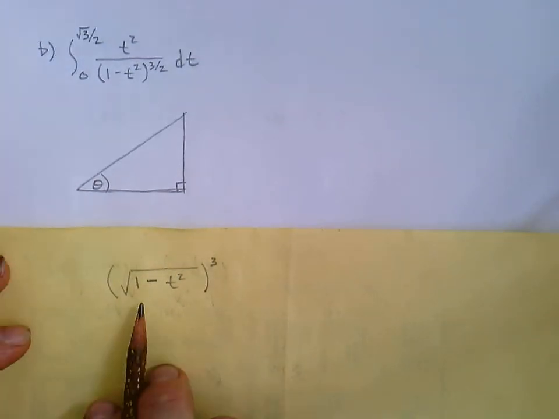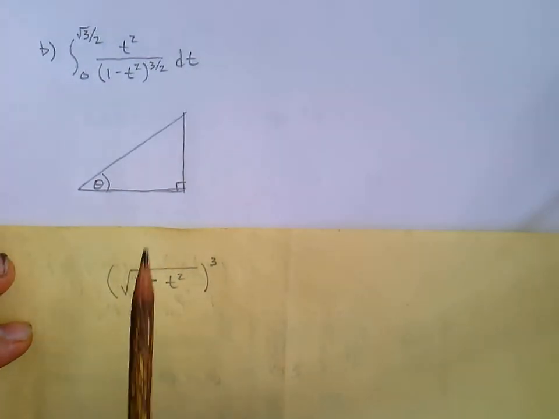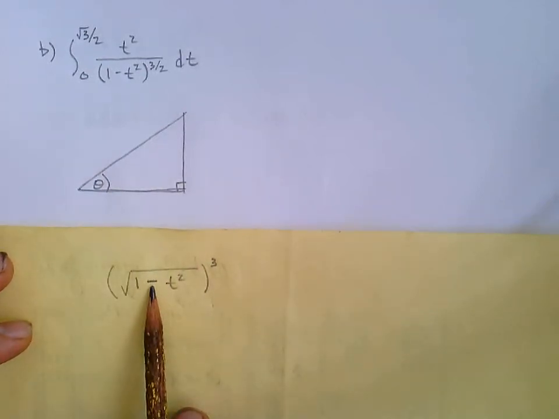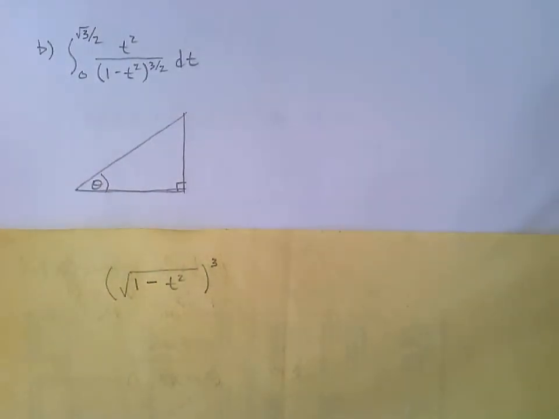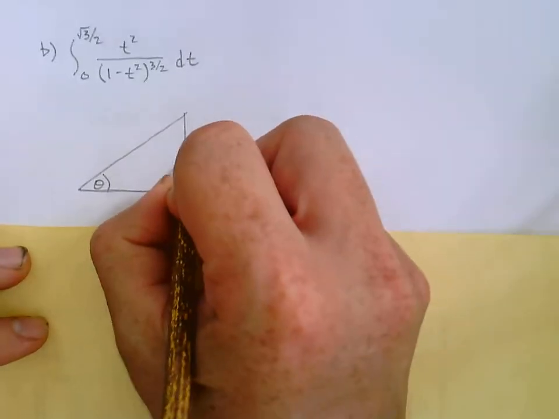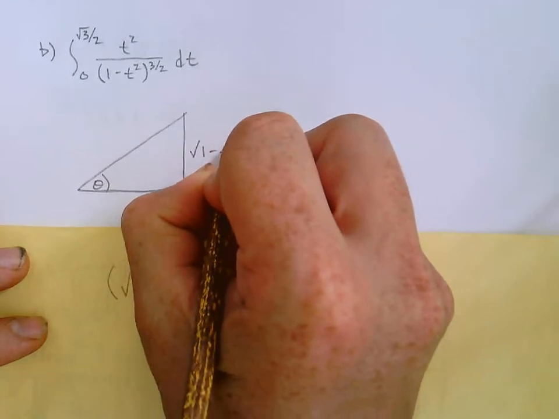Okay, so with square root 1 minus t squared, where should we position that on the triangle? Well, because it's subtraction, it needs to be on a leg. And my personal preference, I like to put it opposite the angle. So I put it here, 1 minus t squared, square root.